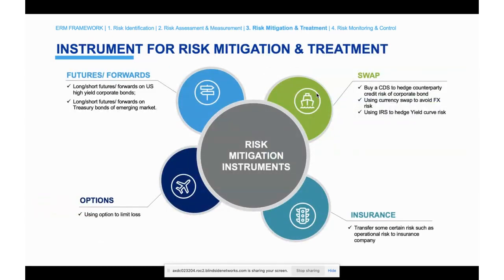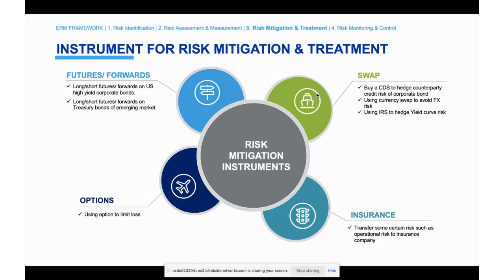So after we assess and measure the risk, we will try to mitigate it. So there are some instruments to help you mitigate and treat the risk. First of all, you have the future or forward product. So you can long or short the future or forward on US high yield corporate bonds, or long or short the future and forward on treasury bonds of emerging markets to hedge your current position.